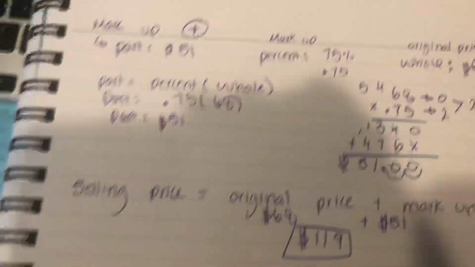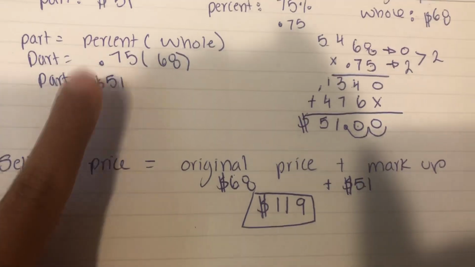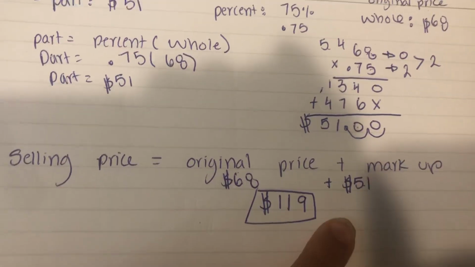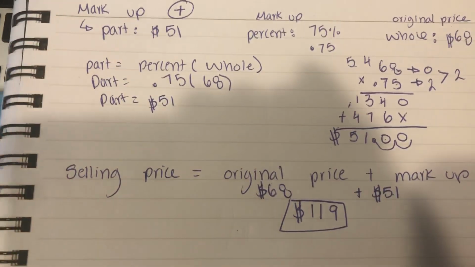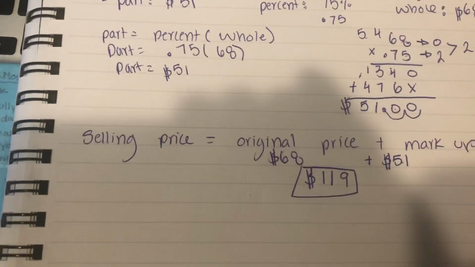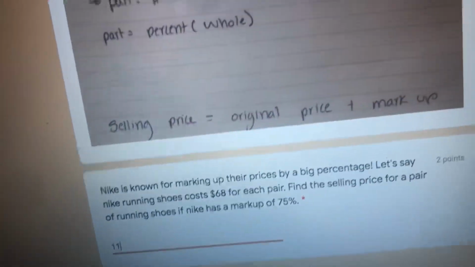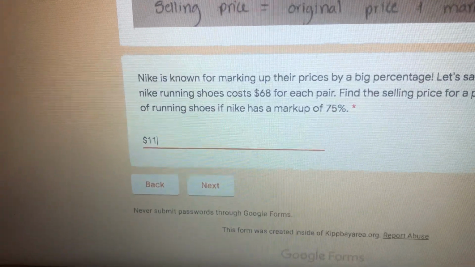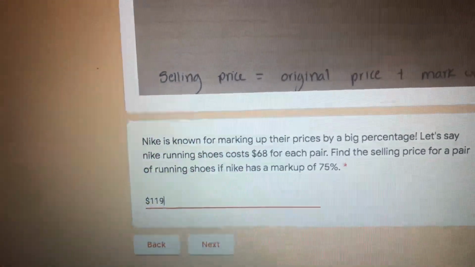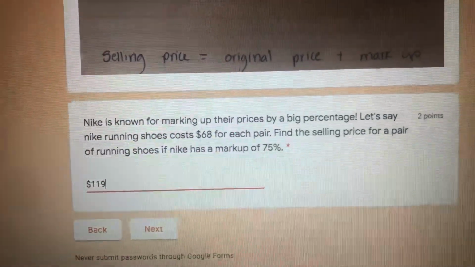So remember, once you find the 75% of 68, that 51 is being added. That's the most important thing to remember, because a markup means you're making the product more expensive. So now we're going to type it in. 119. Make sure to put your dollar sign first. And we got $119 as our answer, which is really expensive. But anyways, everybody pays for it.